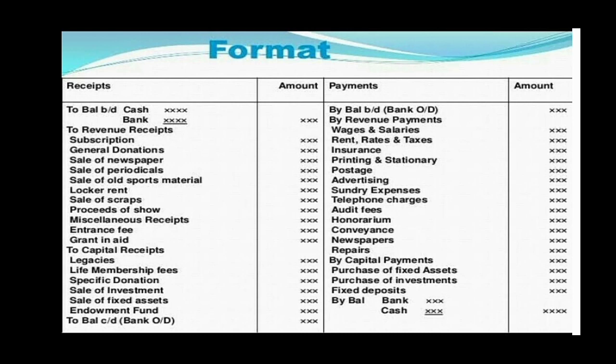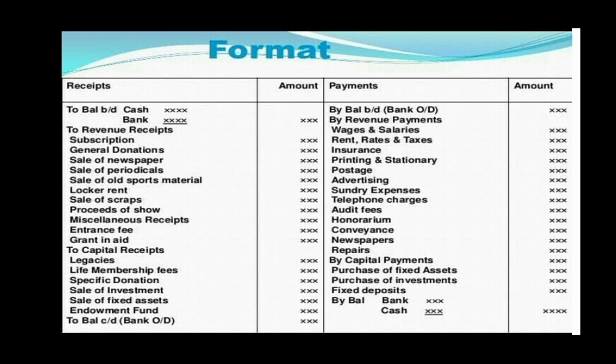We know that the receipt and payment account is a summary of the cash book, so it is prepared like a cash book. All receipts are on the debit side and payments on the credit side. The following items will be present on the debit side. To balance b/d: if the opening balance of cash is favorable, we must show cash and bank on the debit side. If the bank balance is credit, you will write by balance b/d.